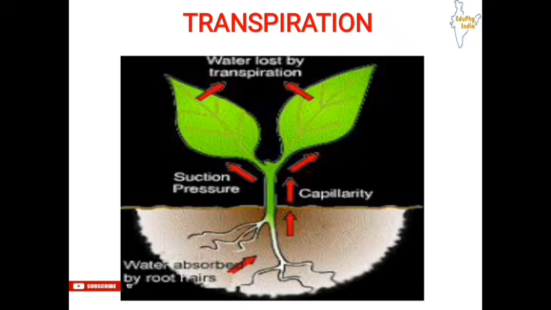So the loss of water in the form of vapor from the aerial parts of the plant like stems and leaves is known as transpiration, as we have seen. Thus transpiration helps in the absorption and upward movement of water and minerals dissolved in it from roots to the leaves. And there is another usefulness of transpiration, that is temperature regulation. If there is an increase in temperature, then because of the evaporation there will be a decrease in temperature. So like that there is temperature regulation.